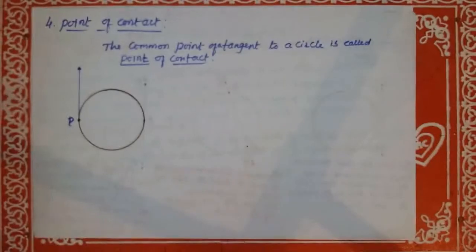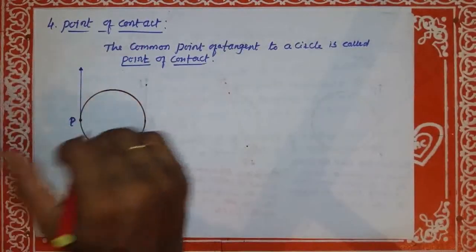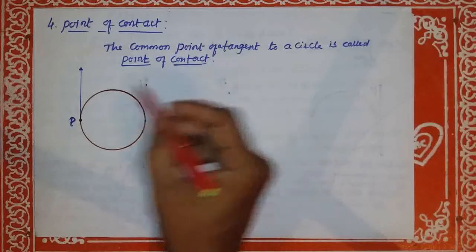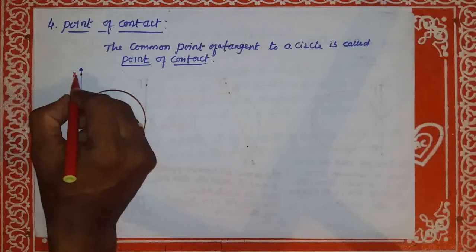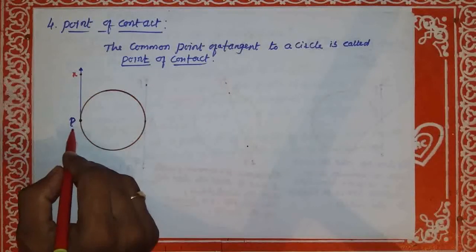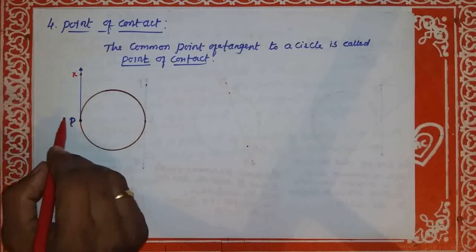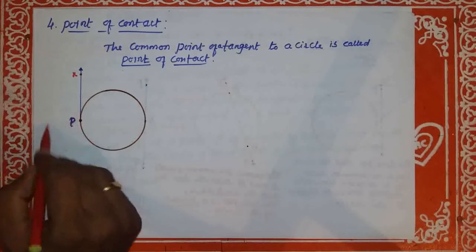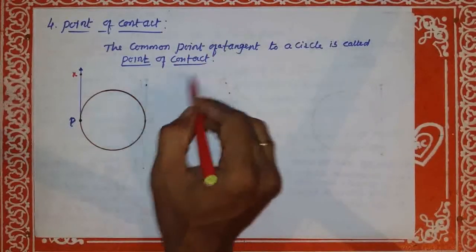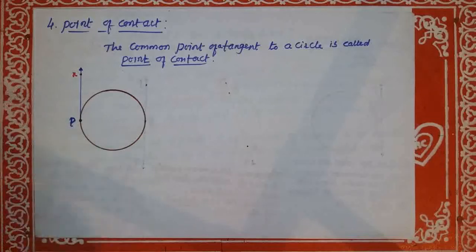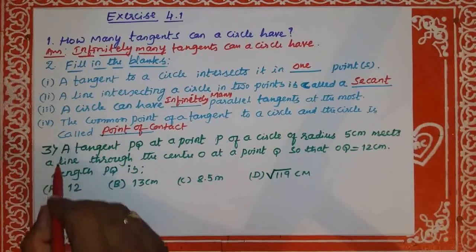Okay, look at this figure. Point of contact, this is the fourth one, I forgot to explain. Okay, the common point of a tangent to a circle, here P is given and I will take X here. XP is a tangent to a circle at one and only one point, that is P. The common point of a tangent to a circle is called the point of contact, that is P. Okay. Dear students, now let us discuss the third question.